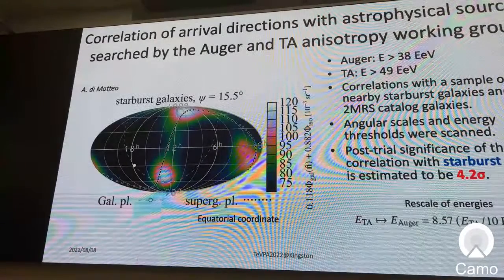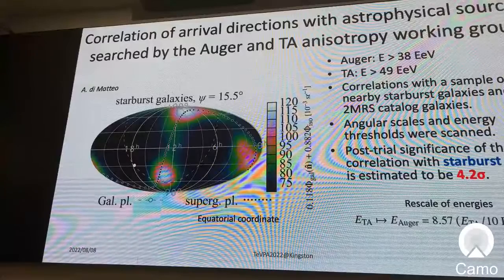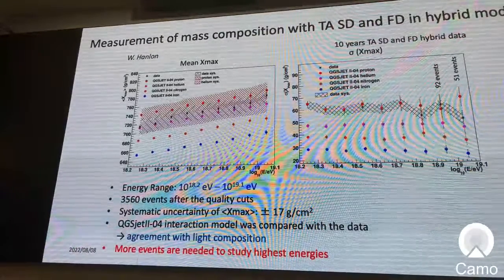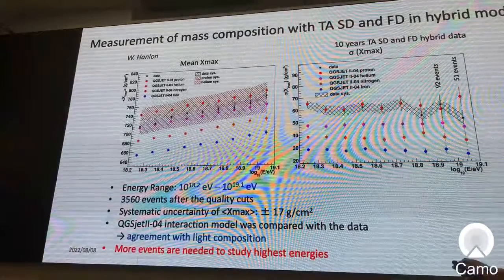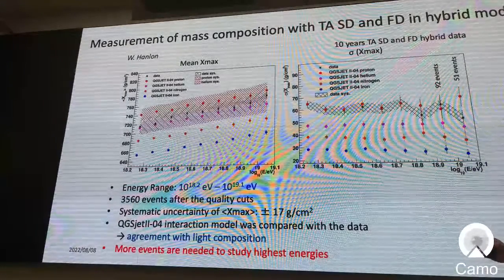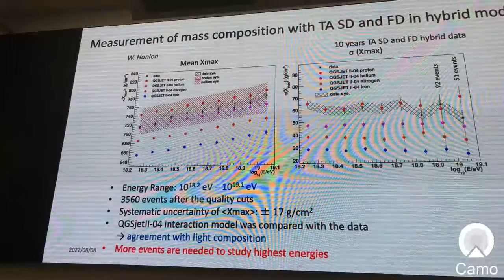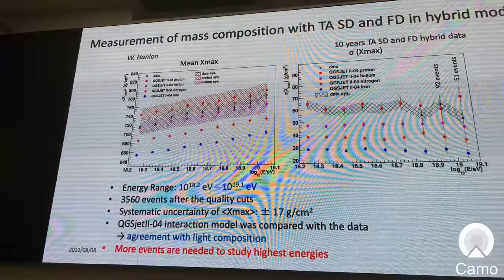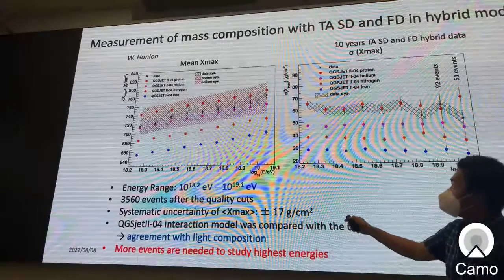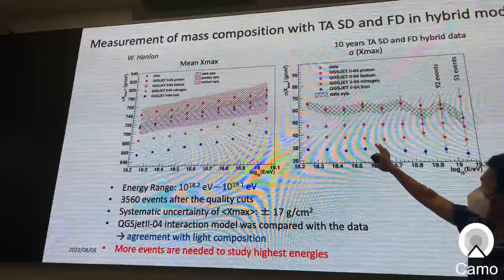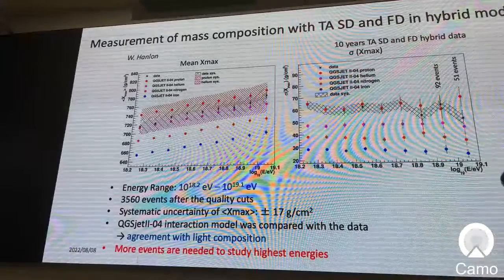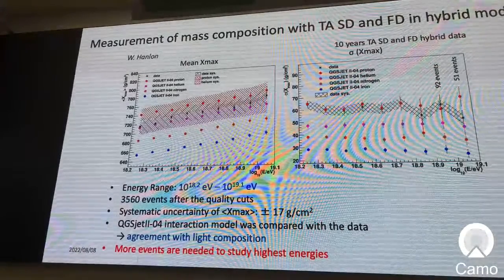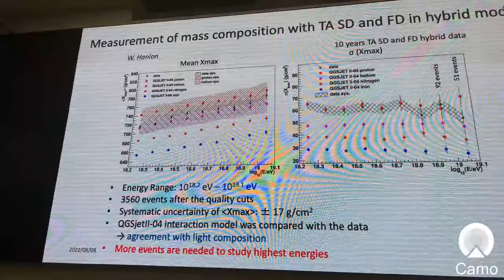These are the implications of anisotropy results so far. And I also show some composition results. This is a measurement of Xmax using TASD and FD hybrid events. The black point is the data point, and the hatched region corresponds to the estimated systematic uncertainty of the data.